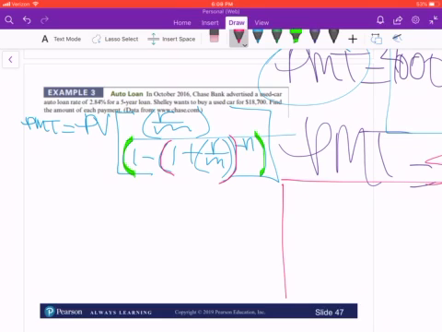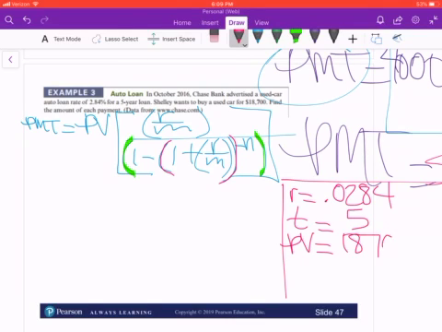Let's see what variables we have. We have the rate, 0.0284. Time will be 5 for a 5-year loan. The present value of the vehicle is $18,700. And M is going to be 12 for monthly.